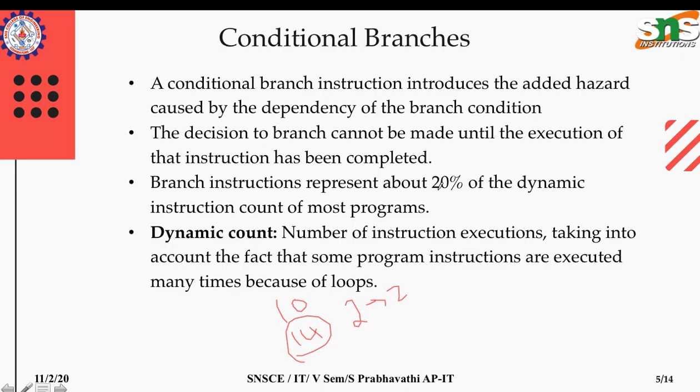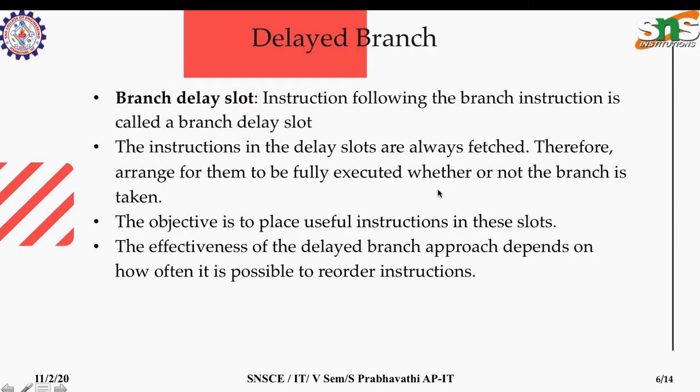Due to this 20% of branching, the stalls may happen, and that will delay the execution speed, and those 20% of delays have to be handled somehow to reduce the stall delays. Okay, so there are two different ways we are going to see. One is delayed branch execution and the other is branch prediction.